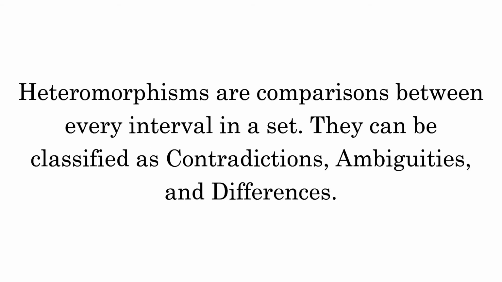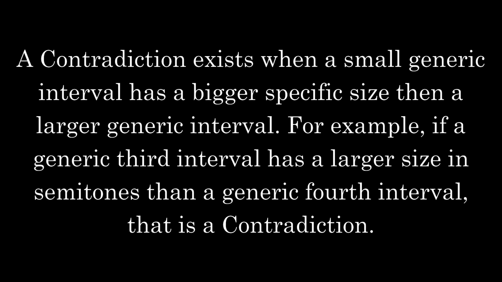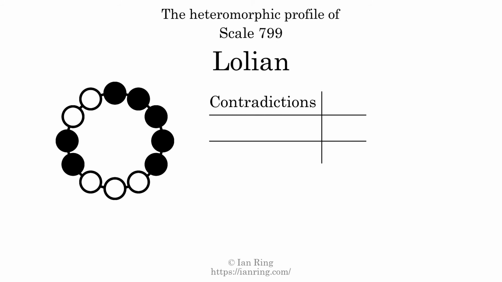Heteromorphisms are comparisons between every interval in a set. They can be classified as contradictions, ambiguities, and differences. A contradiction exists when a small generic interval has a bigger specific size than a larger generic interval. For example, if a generic third interval has a larger size in semitones than a generic fourth interval, that is a contradiction. The number of contradictions in this scale is 45.